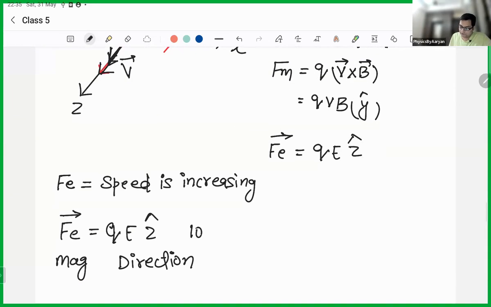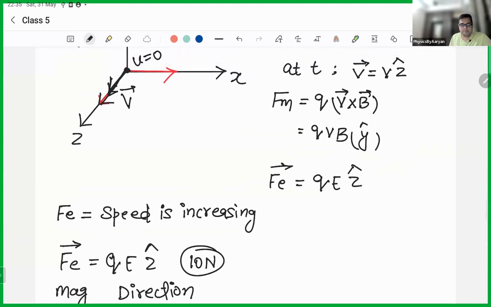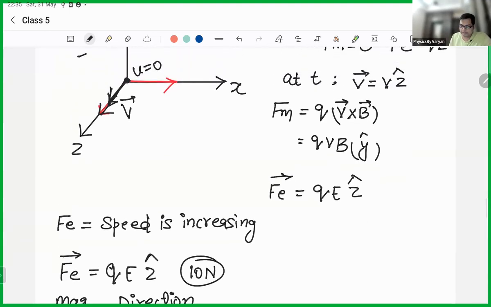So let's say this is 10 Newton. It will remain 10 Newton forever, and it will always keep on acting along the Z direction. But since the force is acting on it, the speed will increase, because electric force can change kinetic energy. Magnetic force cannot change kinetic energy, but electric force can. That is why the speed of the particle keeps on increasing.